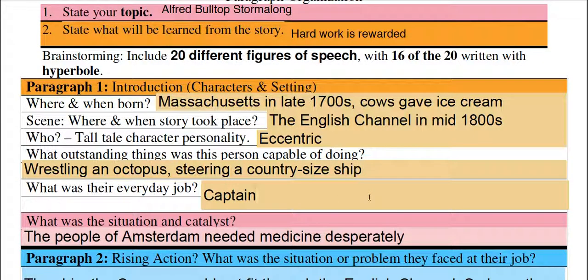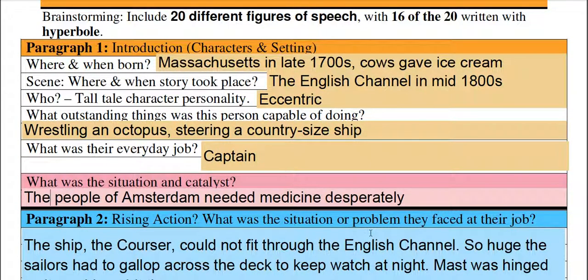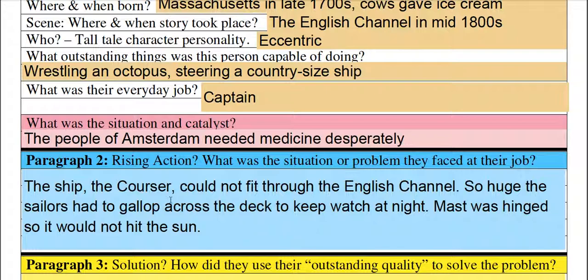Everyday job, he was a captain. The current situation was the people in Amsterdam needed medicine desperately. So that was the cargo that was on his ship. He was trying to get it from, let's say, Massachusetts to Amsterdam. So the problem, though, the ship, the Corsair, could not fit through the English Channel.